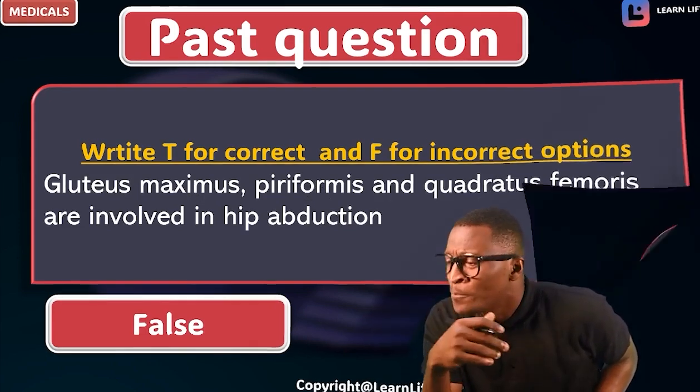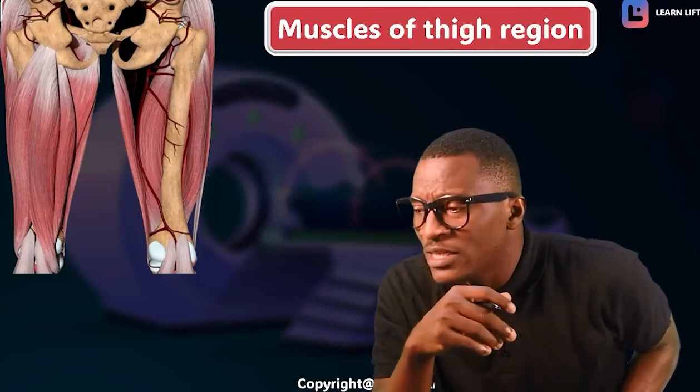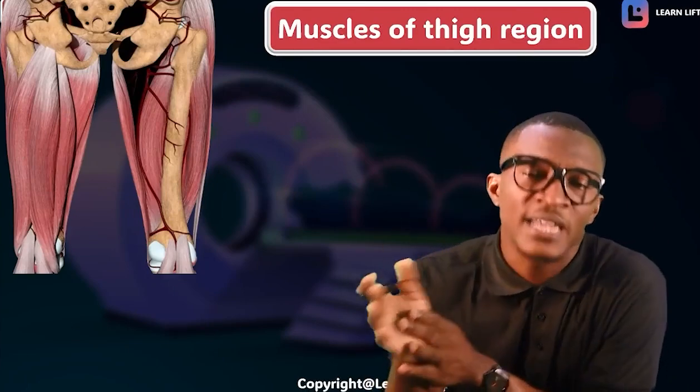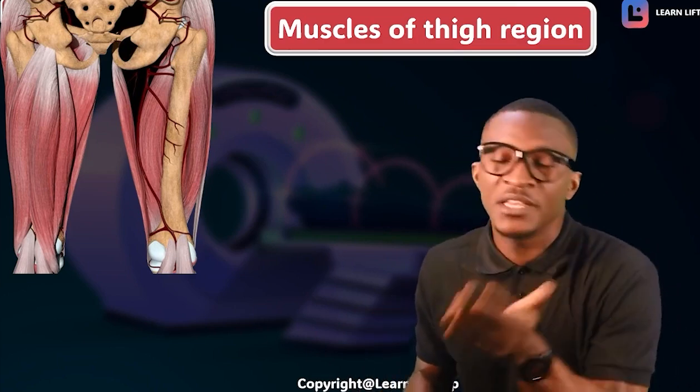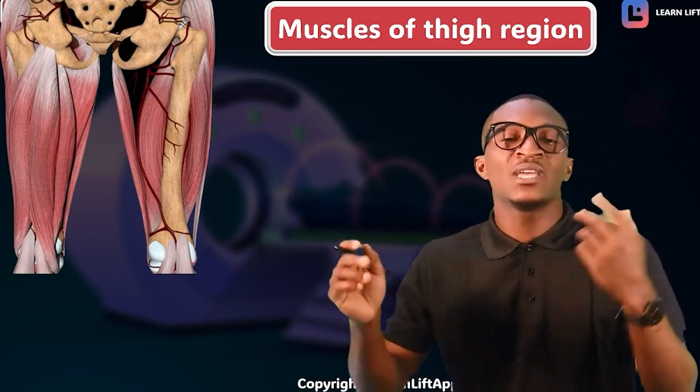Do you understand that? Now, if you say you understand that, in our next class, we'll go on to talk about the muscles of the thigh. The muscles of the thigh are divided into three: anterior compartment, medial compartment, and the posterior compartment. We'll do that in the next class.